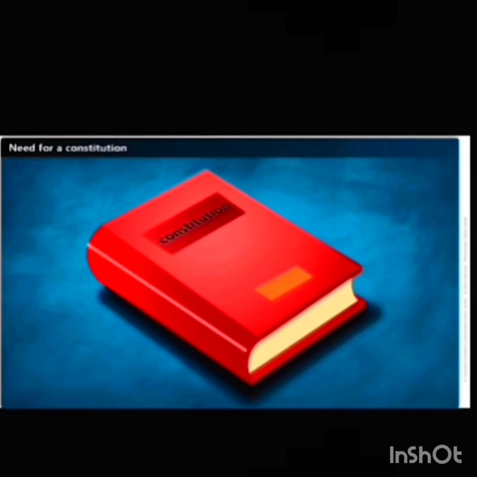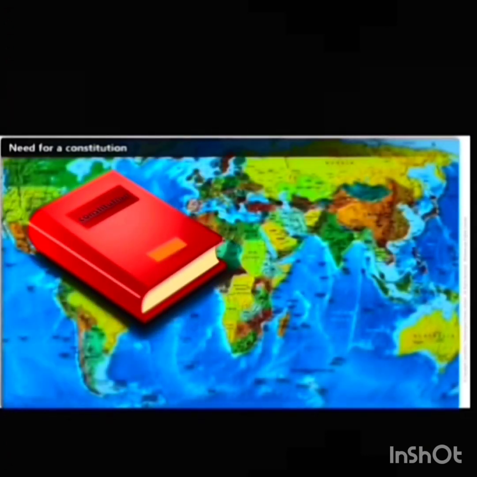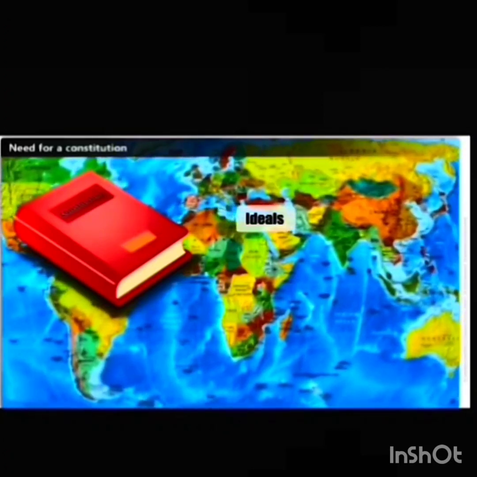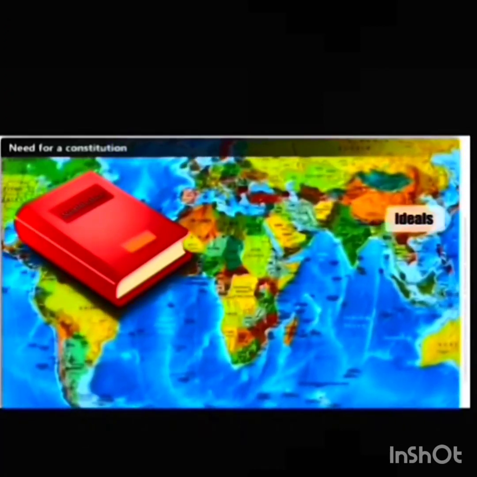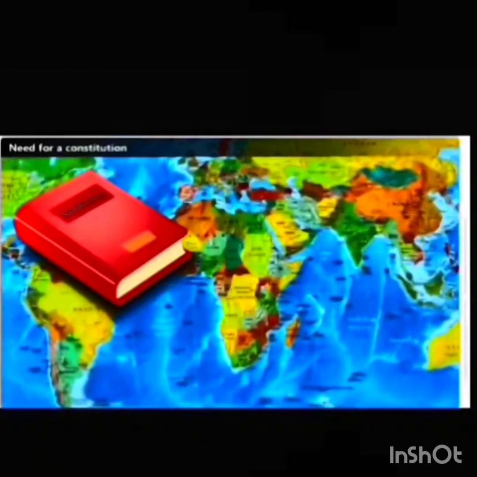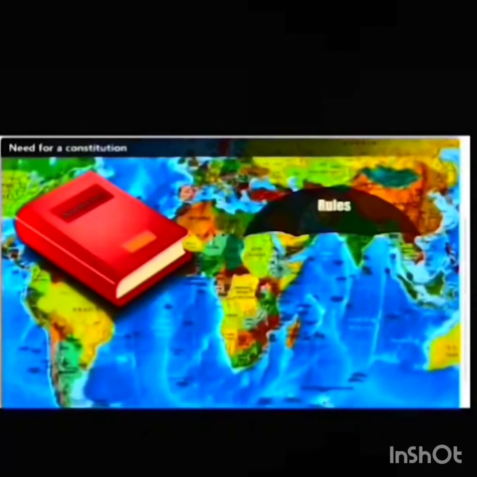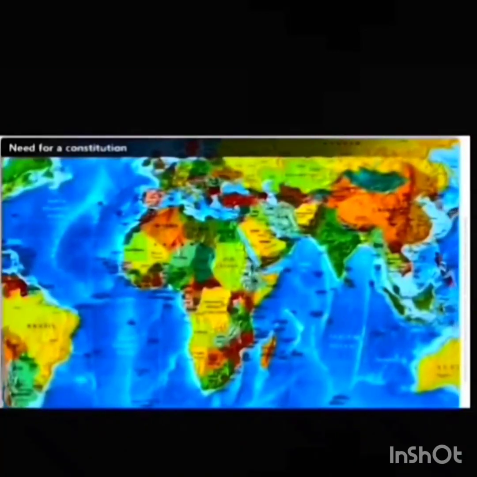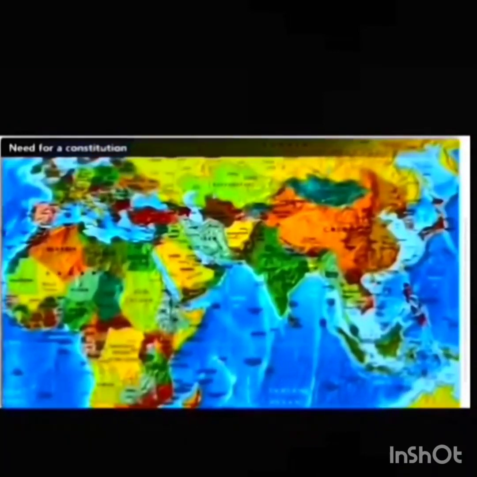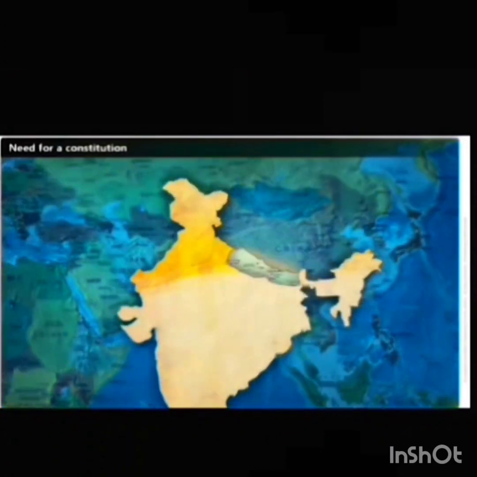Now let us talk about the major functions of the Constitution. The Constitution lays out certain ideals that form the basis of the kind of government that we as citizens aspire to live in. A Constitution is a set of rules and principles that the entire population of a country can agree upon. Let us understand it with the example of our neighboring country, Nepal.